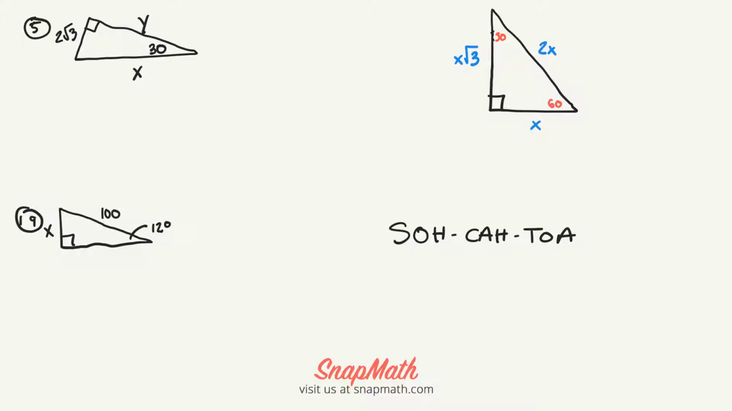So I'm going to answer number 5 first, and that's dealing with special right triangles. And in this particular problem, it's a 30, 60, 90 triangle. And the way I know that is because they give you the angle 30. So if that's 30, this has to be 60.